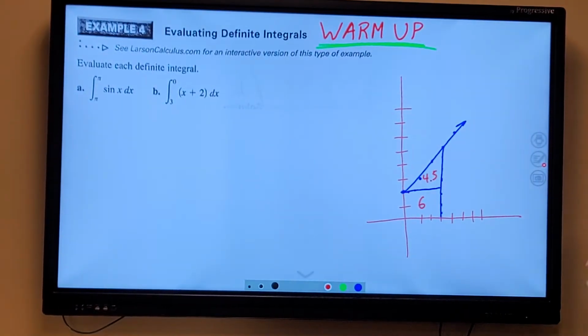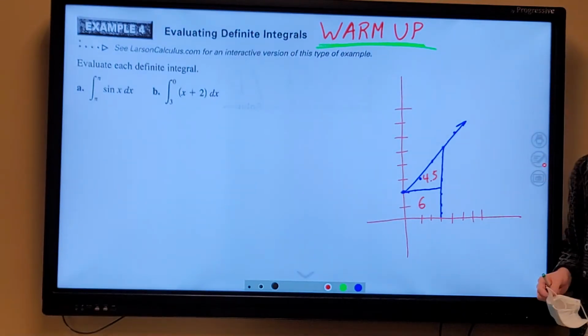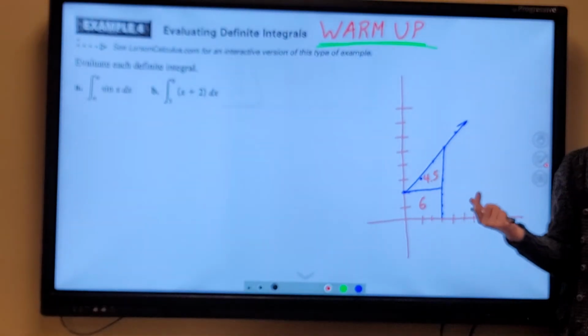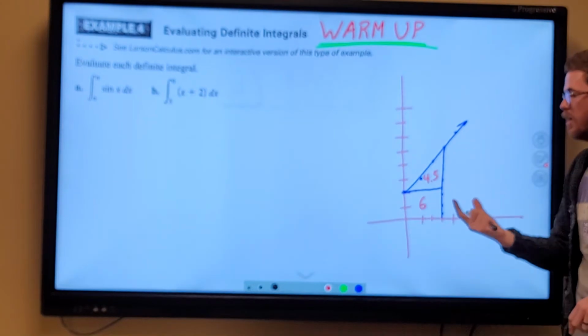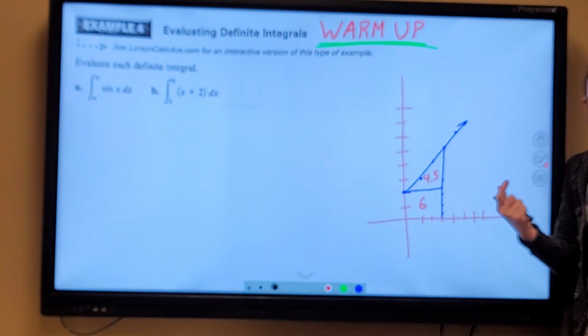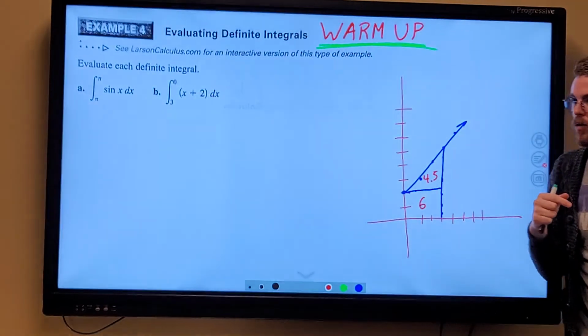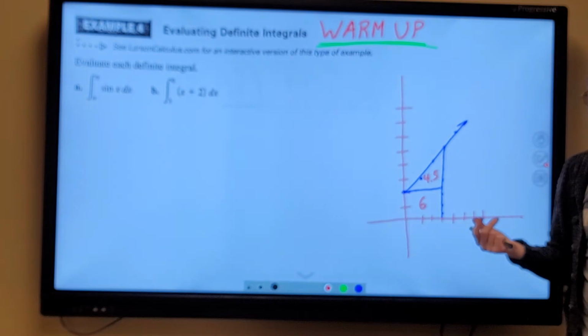Talk about these. Both of these should have been pretty quick. Even though that last one, you might have drawn it out. It's very similar to one of the ones that we looked at yesterday. We looked at that same linear function over a very similar interval yesterday. But that first one right there, what does that definite integral evaluate to?